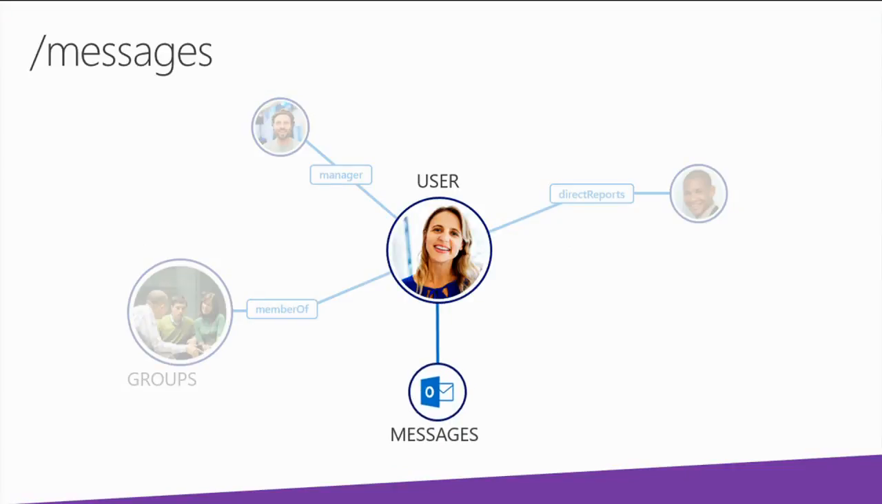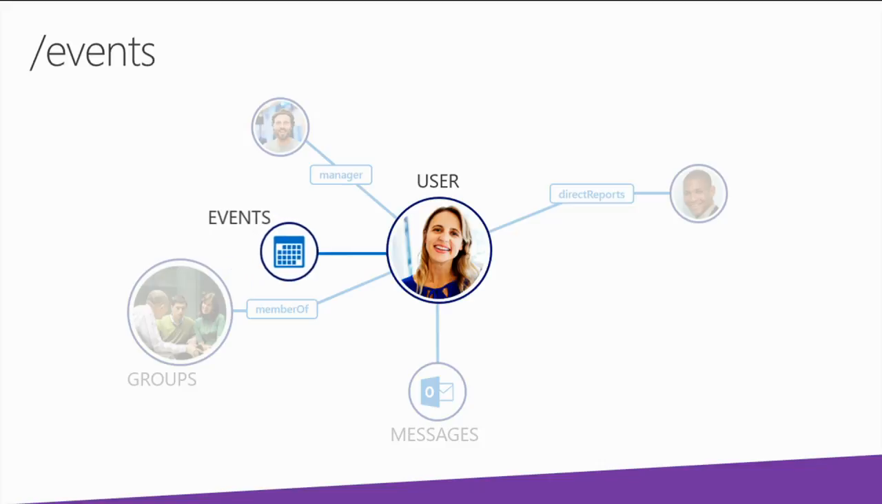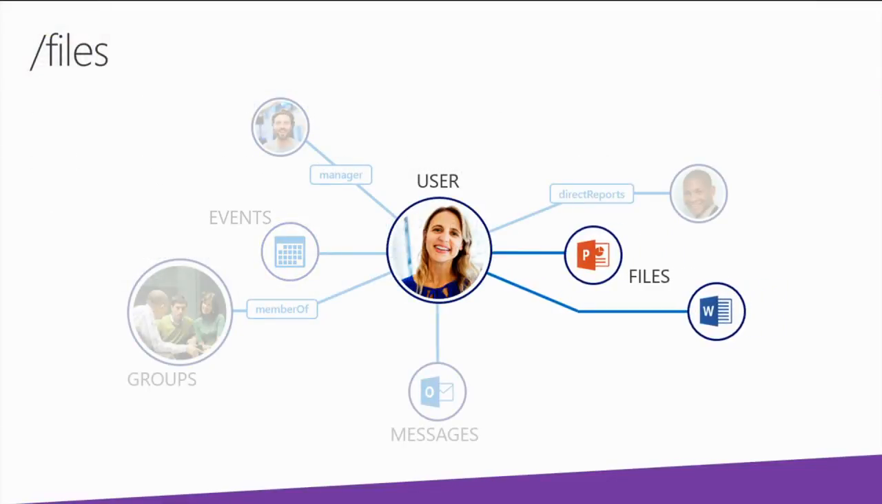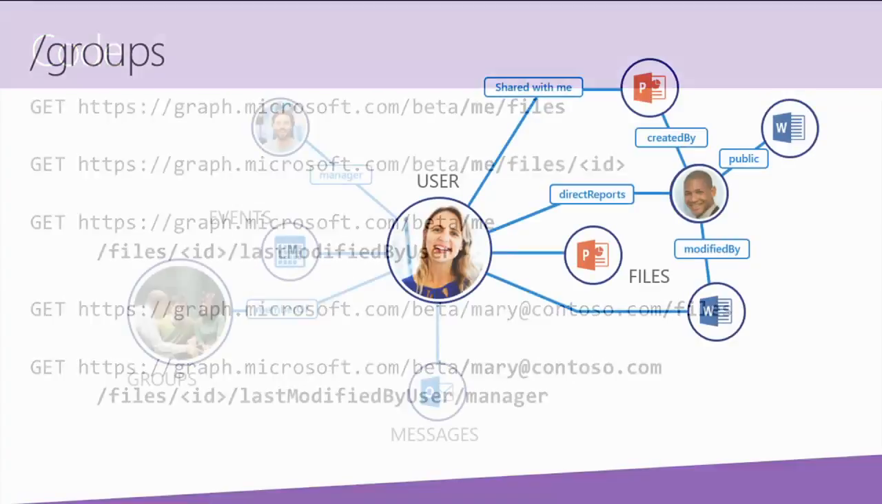I can also get to the messages. And here's the code. This is for your reference afterwards. I can get to the events. I can get to the files. And in files, I can not only get to the files that are part of my OneDrive for Business, but I can also get to the files that belong to somebody else. And in this case, I will only be able to see what this person has shared publicly or has shared with me. I can access properties like created by, modified by, shared with me, and so forth.